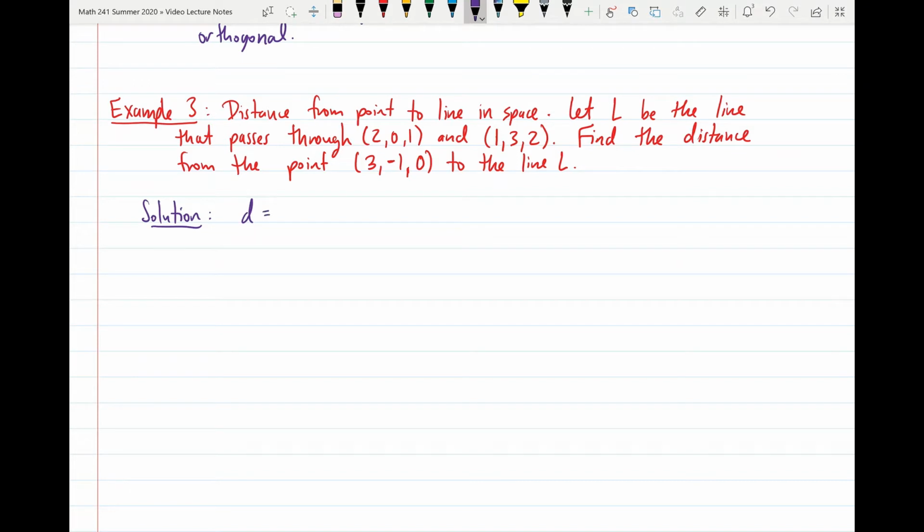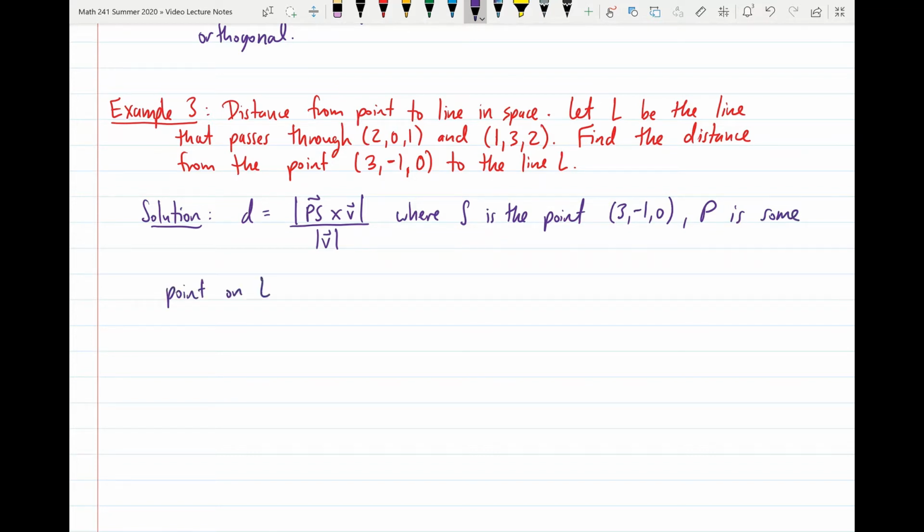Well, we are given the formula that the distance between our point 3, -1, 0 and the line L is given by the magnitude of the cross product of the vector from P to S and V divided by the magnitude of the vector V, where S is the point 3, -1, 0, P is some point on the line L, and V is a vector parallel with L. So we're going to need to find some point on our line L, and we also need to find a vector parallel with L.